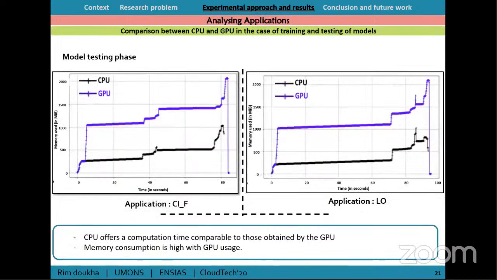On the other hand, we can see that the use of GPU for the test and inference phases requires a high consumption of memory compared to CPU, with a negligible gain in execution time, just a few seconds. Based on this first analysis, we configure our platform to assign training to GPU and inference to CPU.